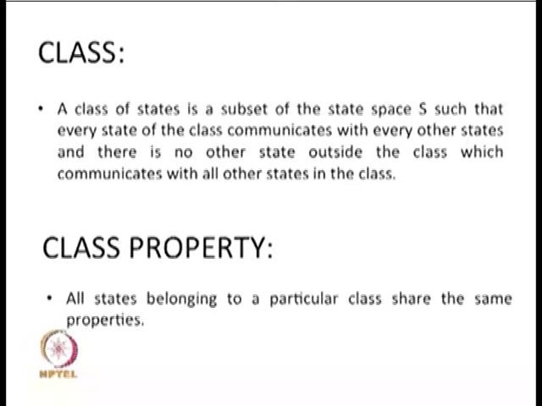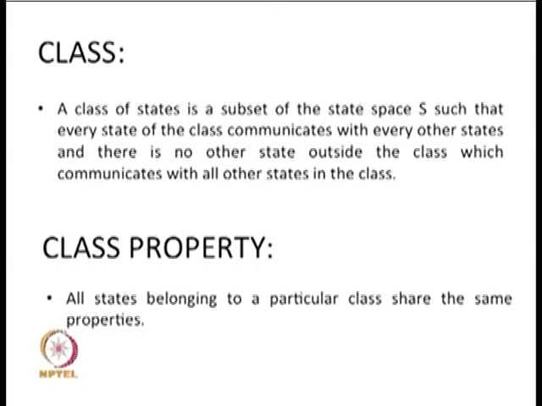That means each state inside the class has to communicate with each other state, and also it has to satisfy the second property: there is no other state outside the class which communicates with all other states in the class. That means you can start with one element, then include one more element, and one more element. Once this property is violated, that means you cannot include one more state and make it a class, then you have to stop forming the class.